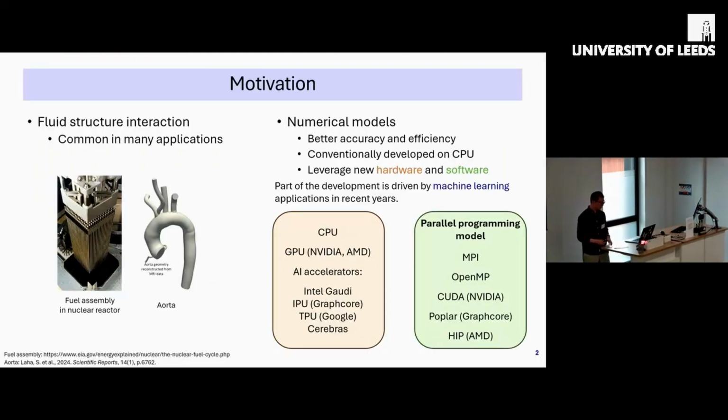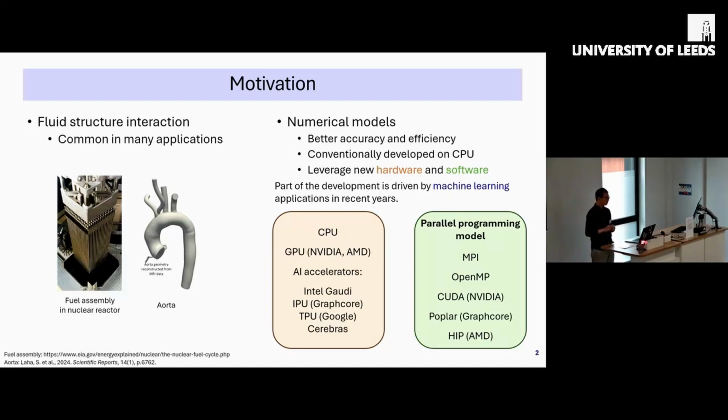Right, so first, some introduction on fluid structure interaction. It certainly is very common in many engineering applications. So I'm giving two examples here. The first one is in a nuclear reactor where the coolant flow can interact with the fuel assembly, causing vibration or the rupture of the fuel cladding. The second example is flow in the aorta, where the blood flow interacts with the blood vessel.